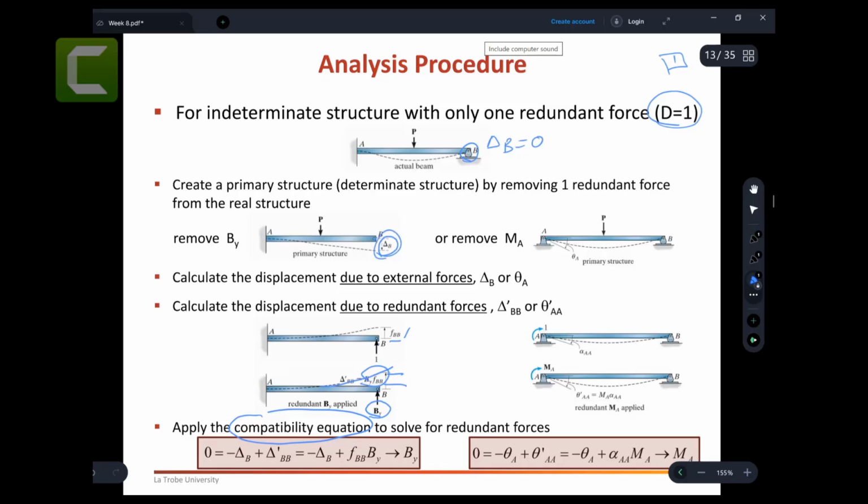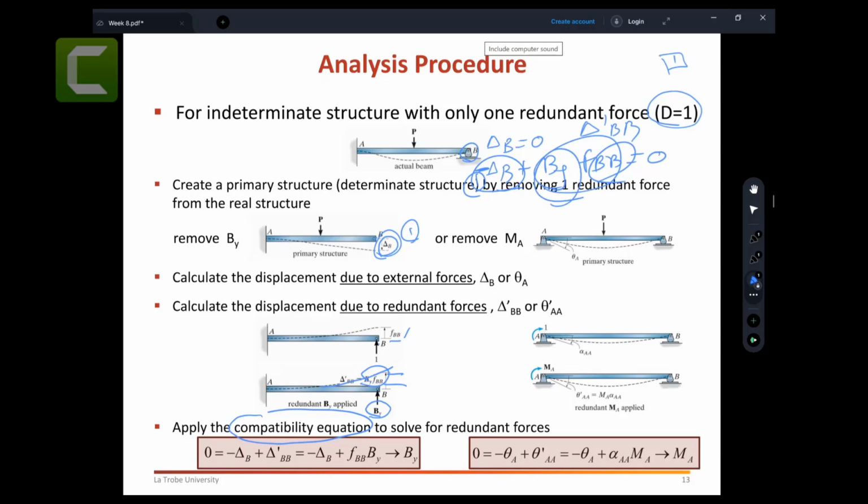So this delta B, which is this one, plus this is, let's say, down. So it's minus, this is up, By FBB equal to 0, because that is delta dash BB equal to 0. So in that one, if you know this one, you can calculate By. Right, so that is an additional compatibility condition that I introduce here to find By. Once you know By, then you can easily find the other unknown quantities.